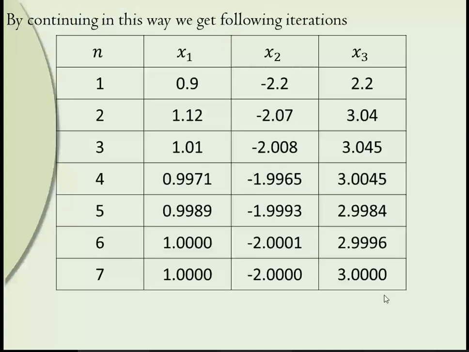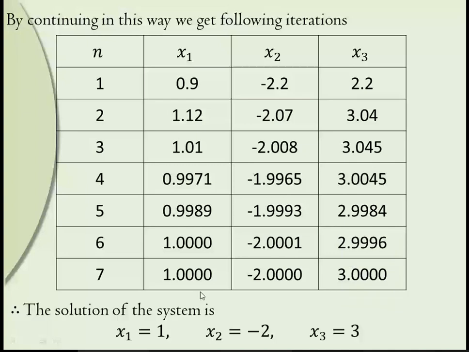Okay, so here the first iteration, by putting x1, x2, x3 as 0, is 0.9, minus 2.2, 2.2. Putting this value, we get the next iteration as this. Putting these values into the right hand side, we get the next values. Like that, continuing, you can see the 6th and 7th are approximately matching. 2.9996 approximately, it is nothing but 3. Okay, so we can take this as an equal term. So the 7th approximation gives us the answer x1 equal to 1, x2 equal to minus 2, x3 equal to 3.